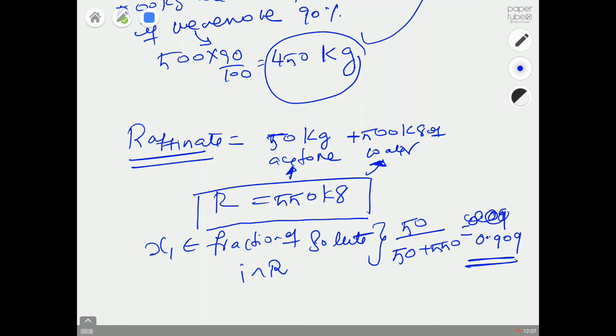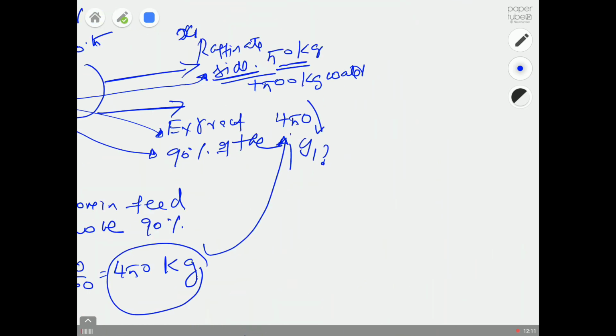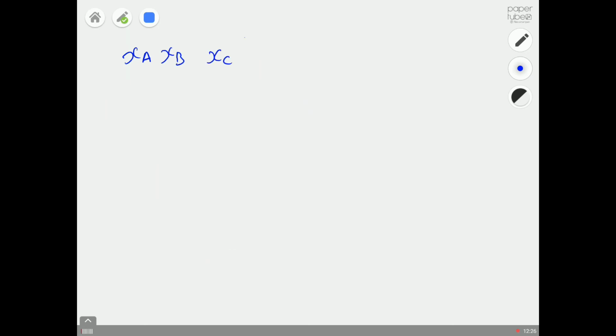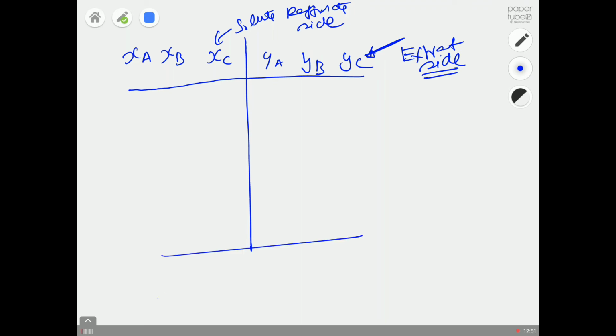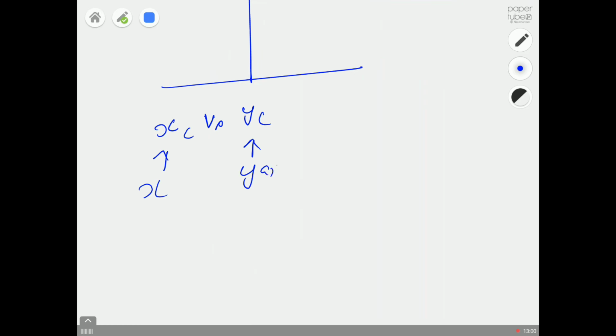So for the corresponding y1, you have to plot. In the Excel sheet I gave you the values of XA, XB and XC, YA, YB and YC. So you have to plot. This is your solute in the raffinate side, and this is your solute on the extract side. So what we need is to plot XC versus YC. XC should be on the x-axis, YC should be on the y-axis.